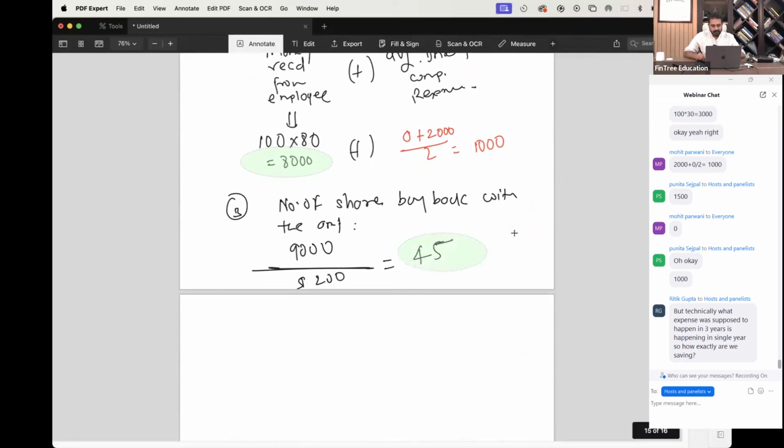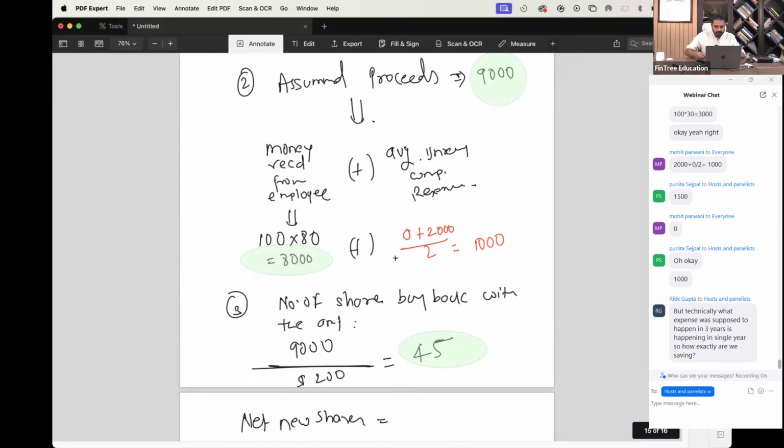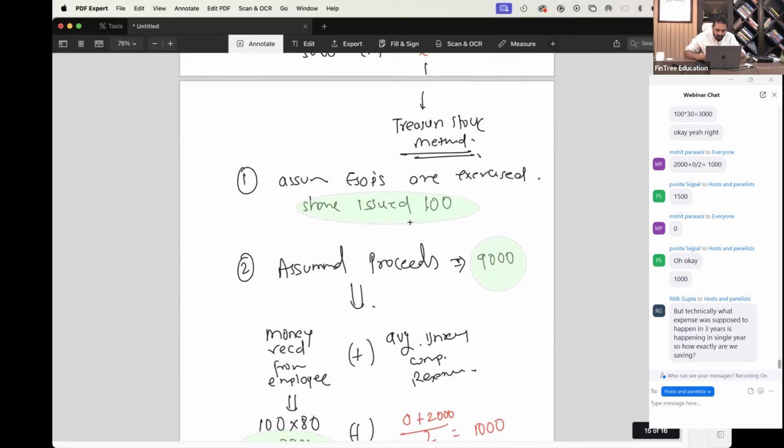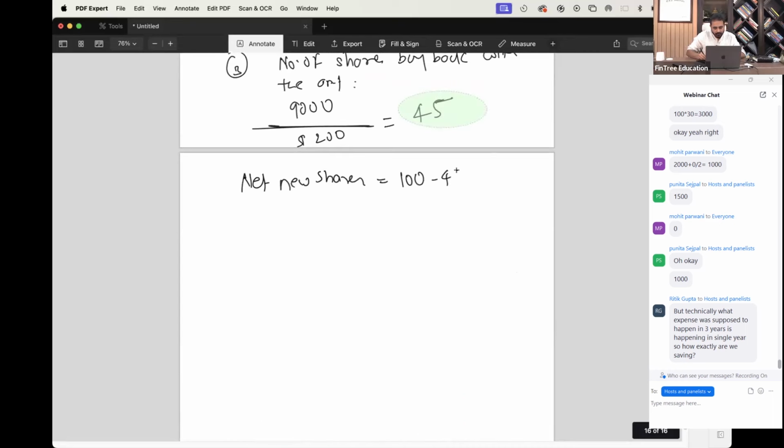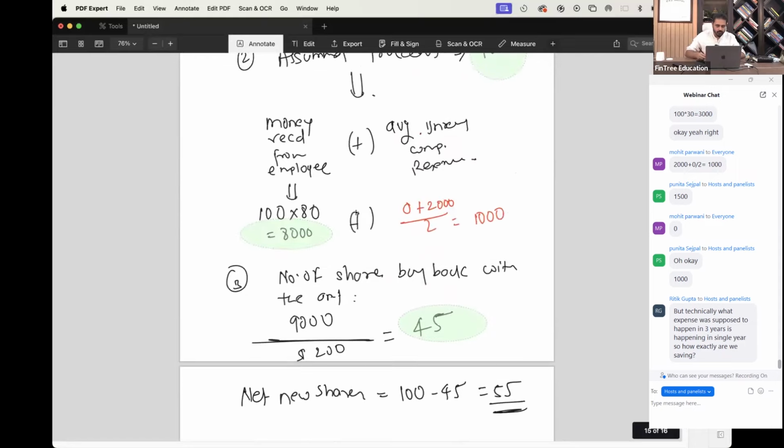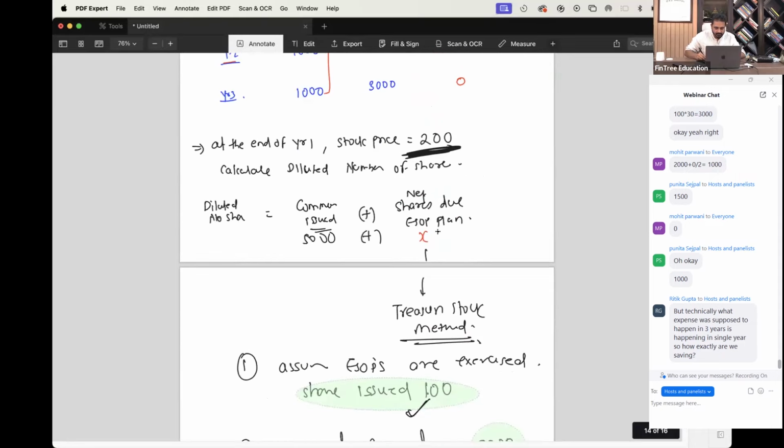And then net new shares are these 100 that I issued minus 45 that I bought back. This is going to be 55. These are the net new shares issued. So my total number of diluted shares will be 5,000 plus 55, which is 5,055. This is the treasury stock method.